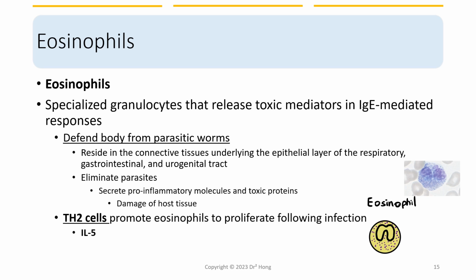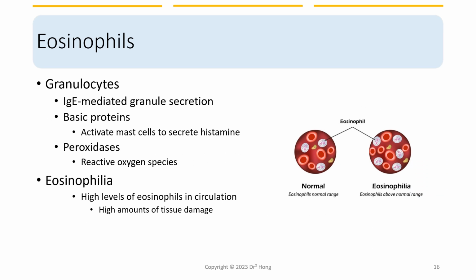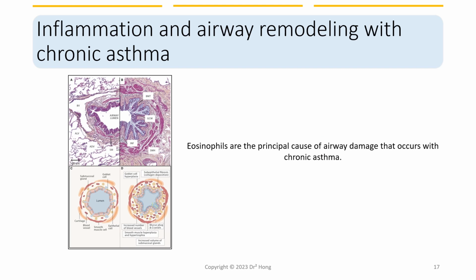Notice that Th2 cells release IL-5 to promote eosinophil proliferation following an infection. IgE also mediates eosinophil degranulation and secretion of histamine and reactive oxygen species. We have seen that a high amount of eosinophils in the blood can cause high amounts of tissue damage. In fact, chronic asthma is characterized by an increased presence of Th2 cells, eosinophils, neutrophils, and other leukocytes, and eosinophils are the principal cause of airway damage that occurs with chronic asthma.